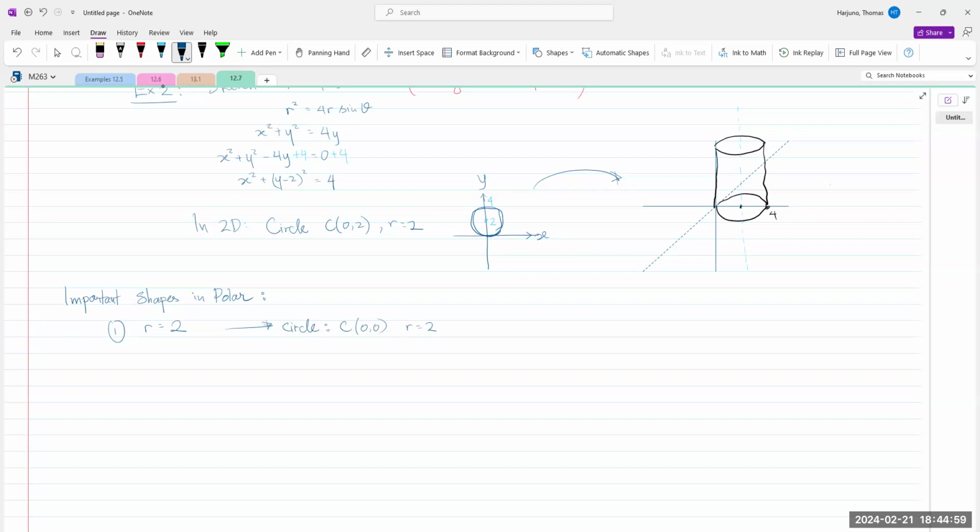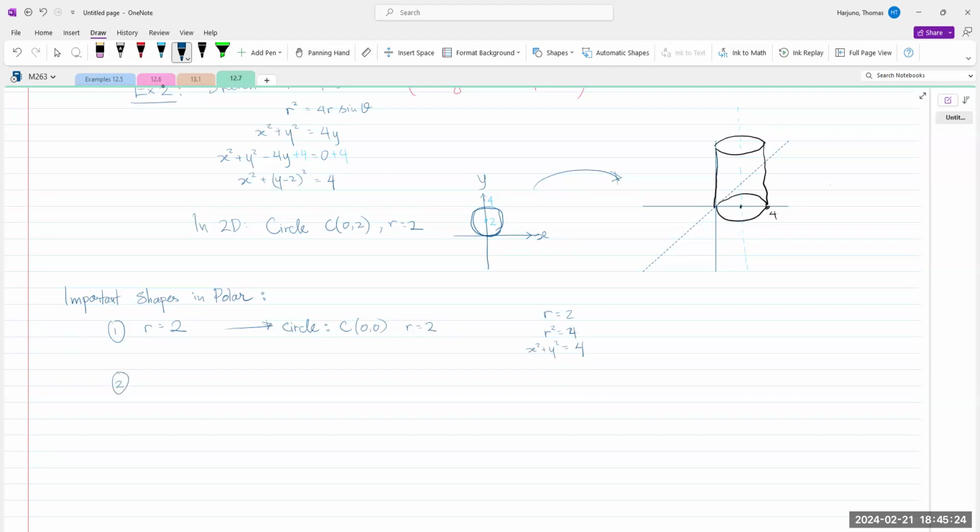In fact, we can work it out this way. R equals 2, therefore r squared equals 4, therefore x squared plus y squared equals 4 in 2 dimension. So in 3 dimension, it will still be a cylinder.